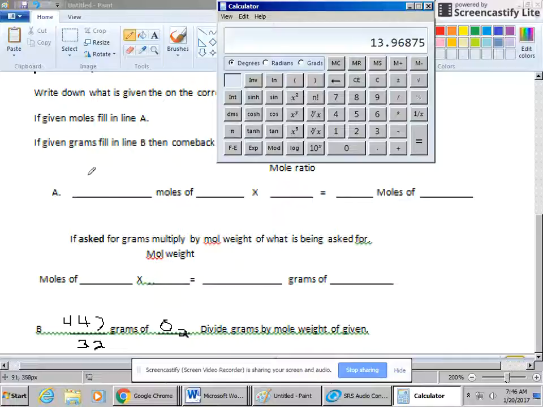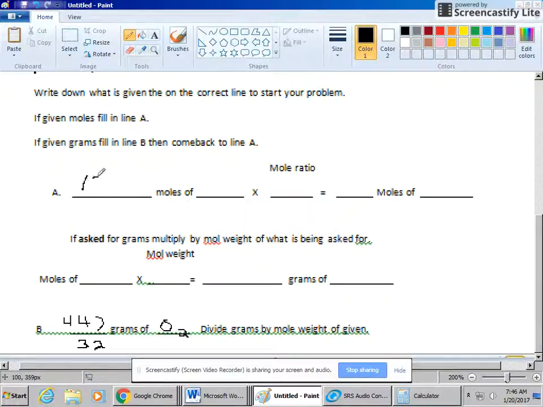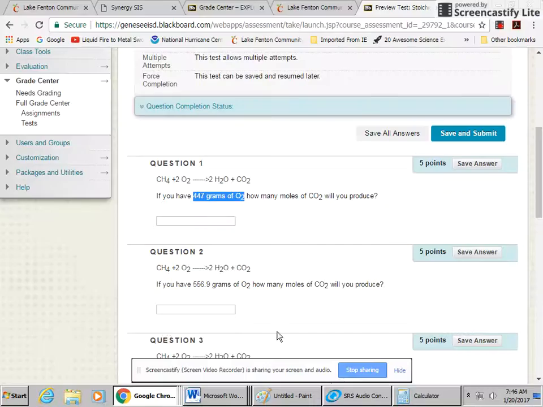So all we do here is put down 13.97 moles of O2. What is our mole ratio? We look back at our question, and our mole ratio is O2 to CO2. Which one goes on the bottom? O2 is given, so it goes on the bottom. CO2 goes on top. CO2 is 1, O2 is 2. So 1 to 2.